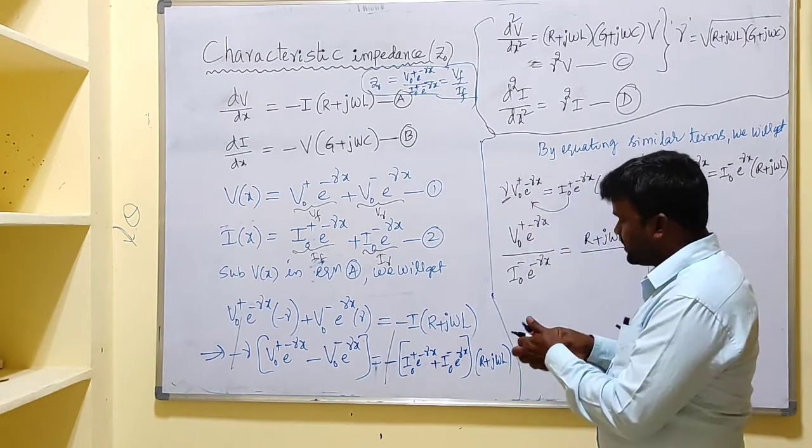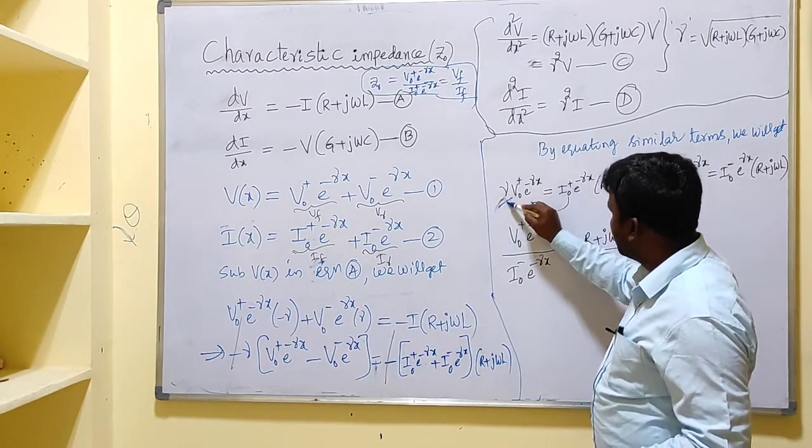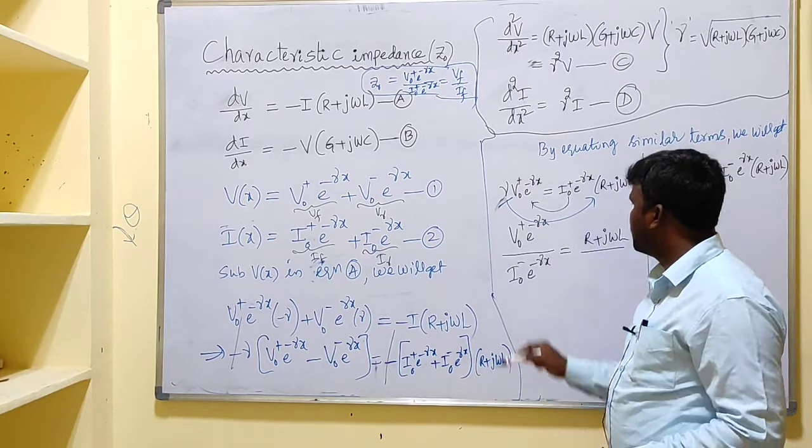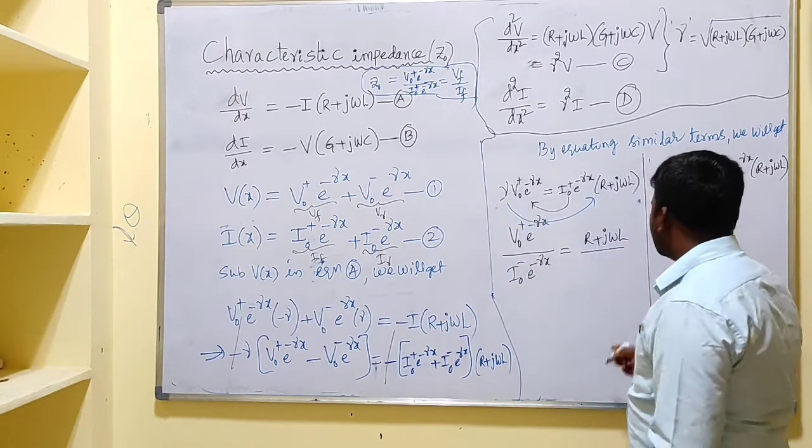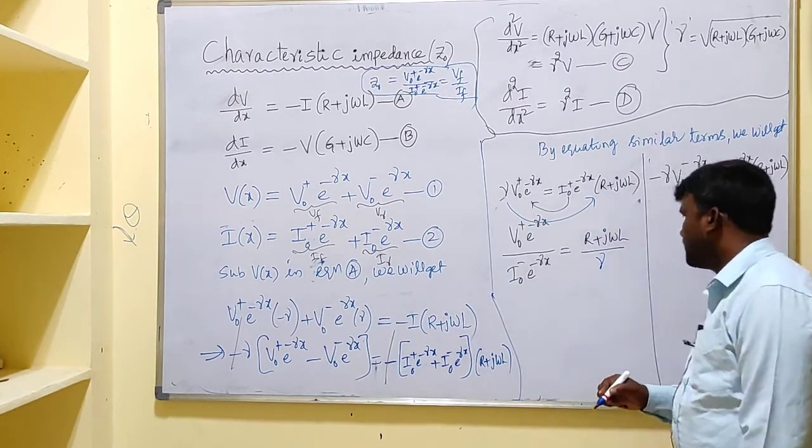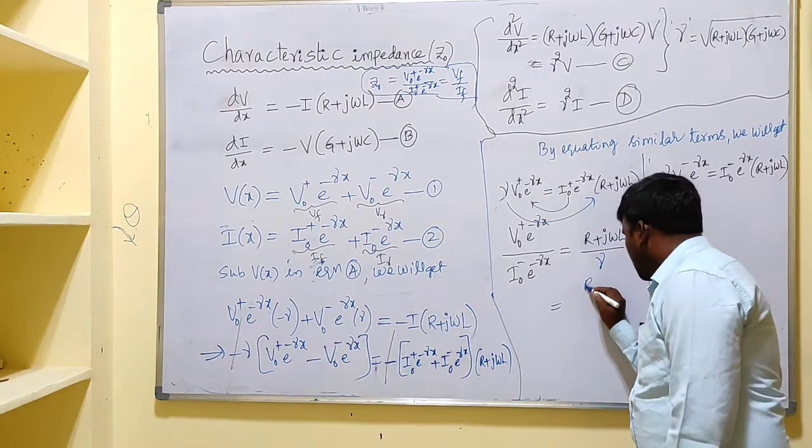This gamma, we need to send this gamma to this side, and I naught plus e to the power minus gamma x at this side. So then we have what? R plus j omega L by gamma. Now let us simplify this, that is r plus j omega L.